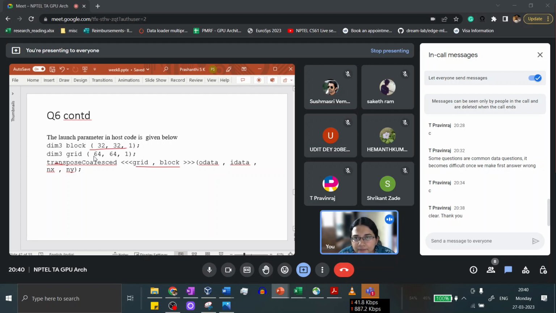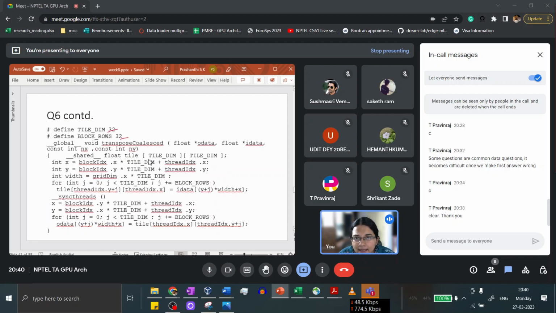So here are your block and grid dimensions, and I will stop here, and you can look at this kernel in detail and take 5 minutes to solve this. I think you had a similar example solved in class.